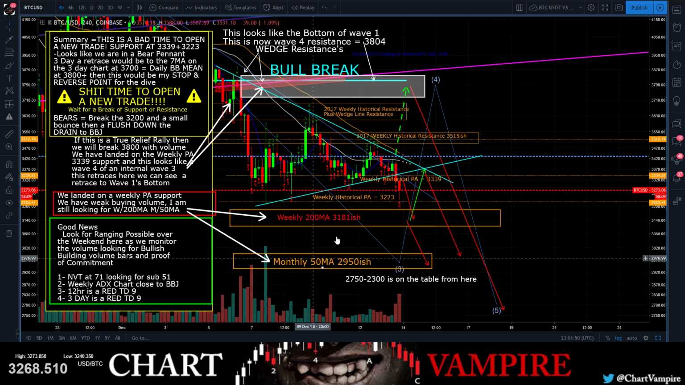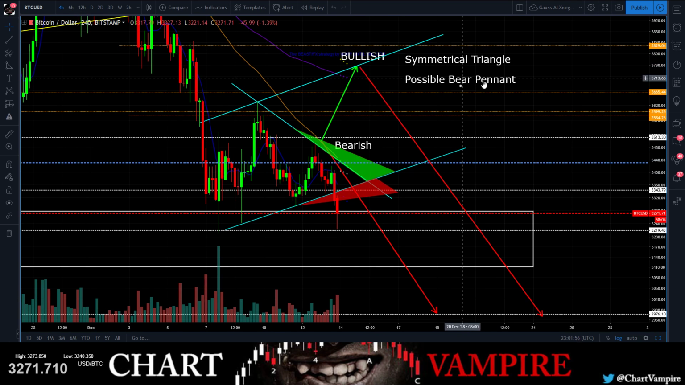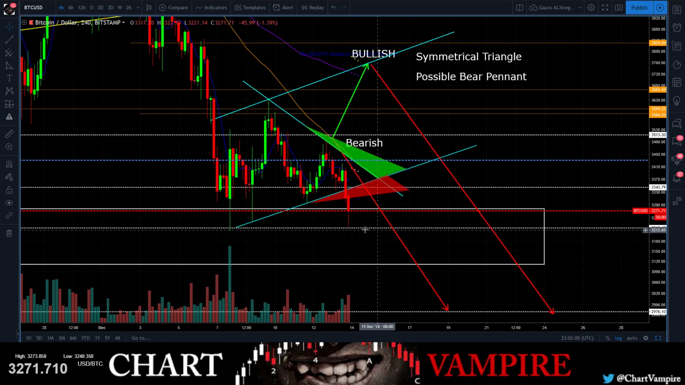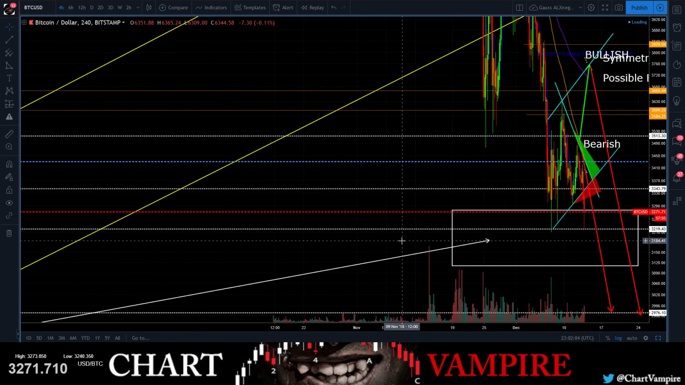What else do we got? I still am looking for a relief rally a little bit lower, and we've gone over that in our other charts, right? There was our bearish symmetrical triangle or possible pennant. We did fall out of it, right? Look at, there's our support. Absolutely perfect on our support. How did we ever find our support?